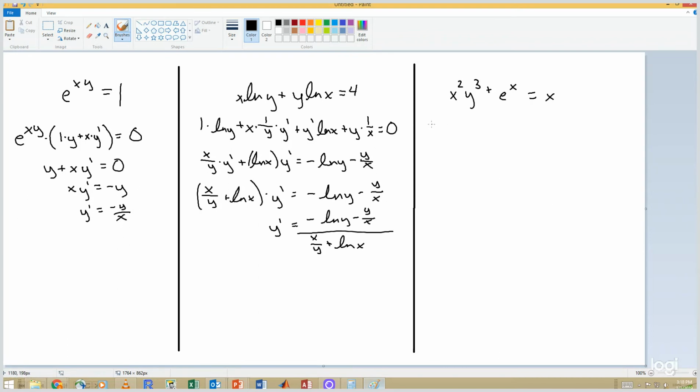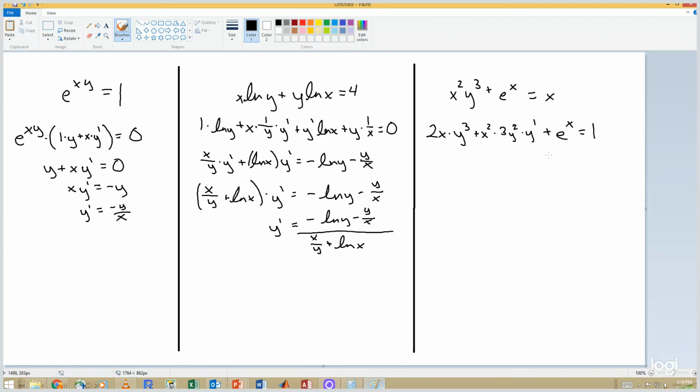So we have the derivative of the first function, 2x, times the second function, y cubed, plus the first function, x squared, times the derivative of the second function, 3y squared times y prime, plus the derivative of e to the x, which is just e to the x, equals the derivative of x, which is 1.